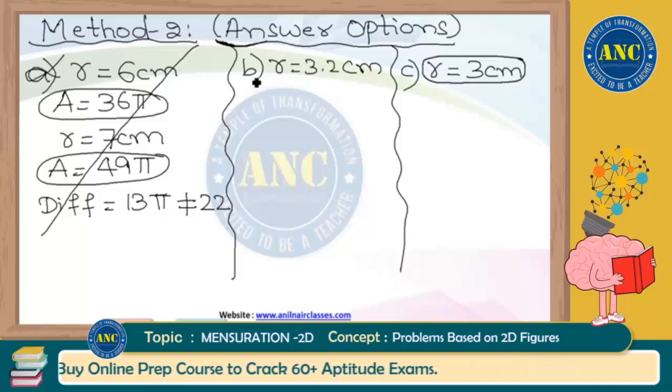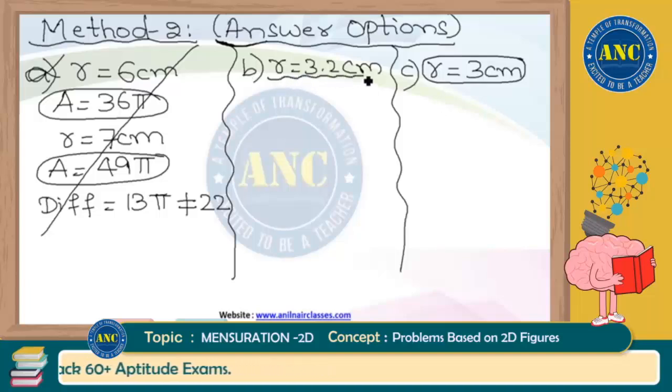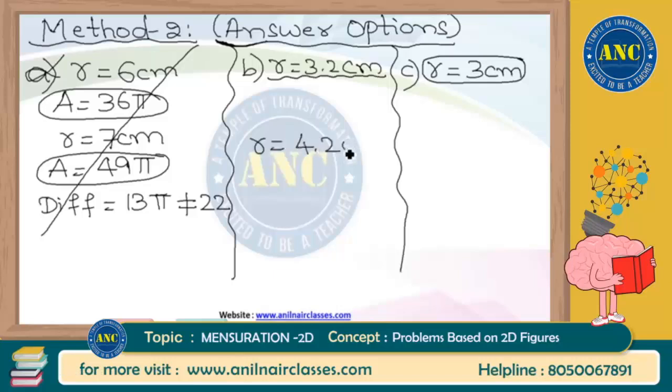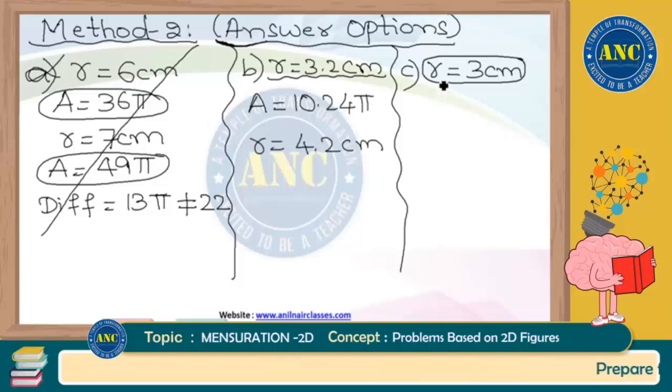Why am I jumping from option B to option C? Option B is the decimal. If I increase by 1, it becomes 4.2. Area is 3.2 whole square, 10.24 pi. So all these are decimal values. So I don't want to struggle with the decimal right now itself. So let me check this whole number, and then if nothing is correct, come back to that and cross check it if you want.